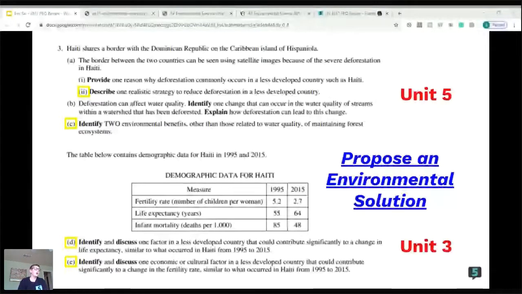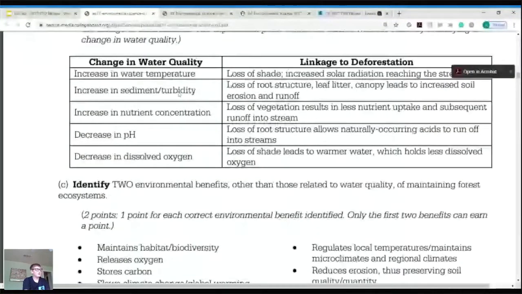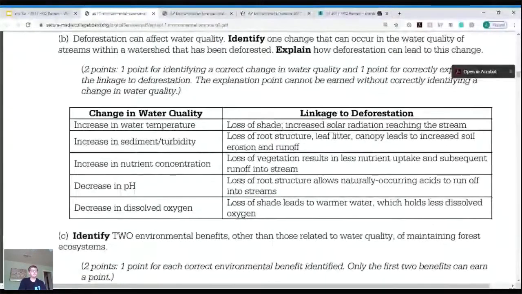So, C, identify 2 environmental benefits other than those related to the quality of water of maintaining forest ecosystems. Anybody have any ideas for this one? While you're thinking of ideas, let's look at the rubric for the deforestation part B. Wow, Zoe, it's almost like you read the rubric. Increase in turbidity of the water. So lots of root structure, leaf litter, soil runoff and erosion. See, that's our linkage.